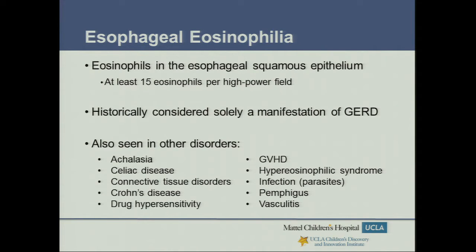Now, historically, it used to be thought that esophageal eosinophilia was really just a manifestation of GERD, gastroesophageal reflux disease. But we've since learned that eosinophilia can be seen with a number of different disorders, along with EoE, the number of disorders that I've listed here, including things like celiac disease, connective tissue disorders, other autoimmune diseases, in particular Crohn's disease and vasculitis, as well as graft versus host disease. And it can also be seen in the case of infections. So that's important to keep in mind.